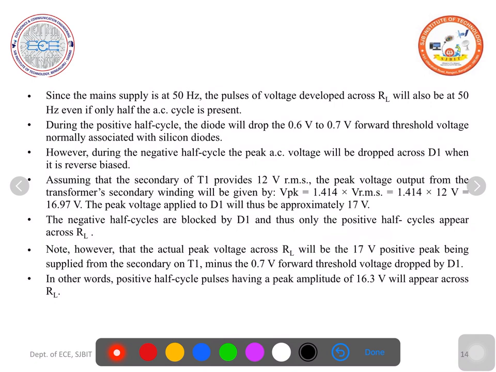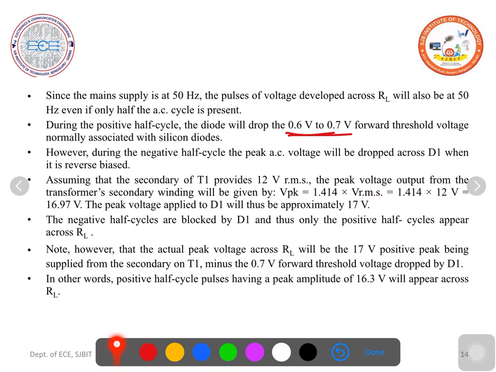If you consider the diode as a practical diode, the voltage drop across that diode will be 0.6 volts or 0.7 volts whenever it is forward biased. During the negative half cycle, the diode is reverse biased, so output voltage will be 0. Assuming that the secondary of T1 provides 12 volts RMS, root mean square value, the peak voltage output from the transformer secondary winding will be given by Vpeak equals root 2 into Vrms. Peak voltage is always equal to root 2 into Vrms.